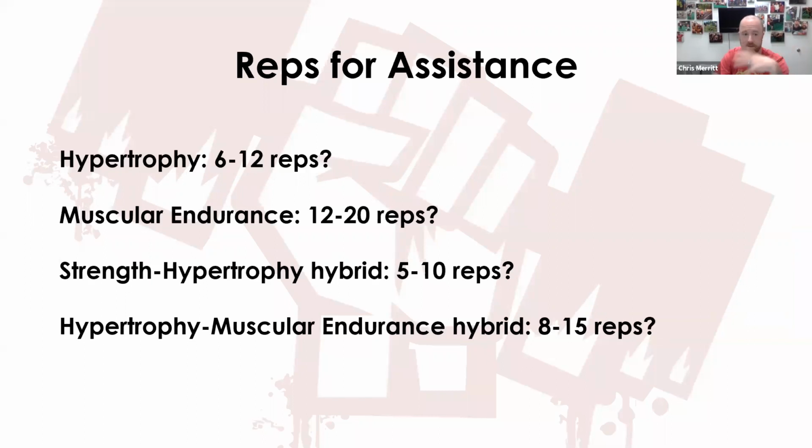I look at the client that's coming in. Okay, what do we got going on? What are they after here? Okay, I think keeping them in the range of 6 to 12. This person, let's go 12 to 20. This person, they really want to get strong, and I know that they could still use some hypertrophy benefits. All right, 5 to 10. Specifically speaking to their assistance work.